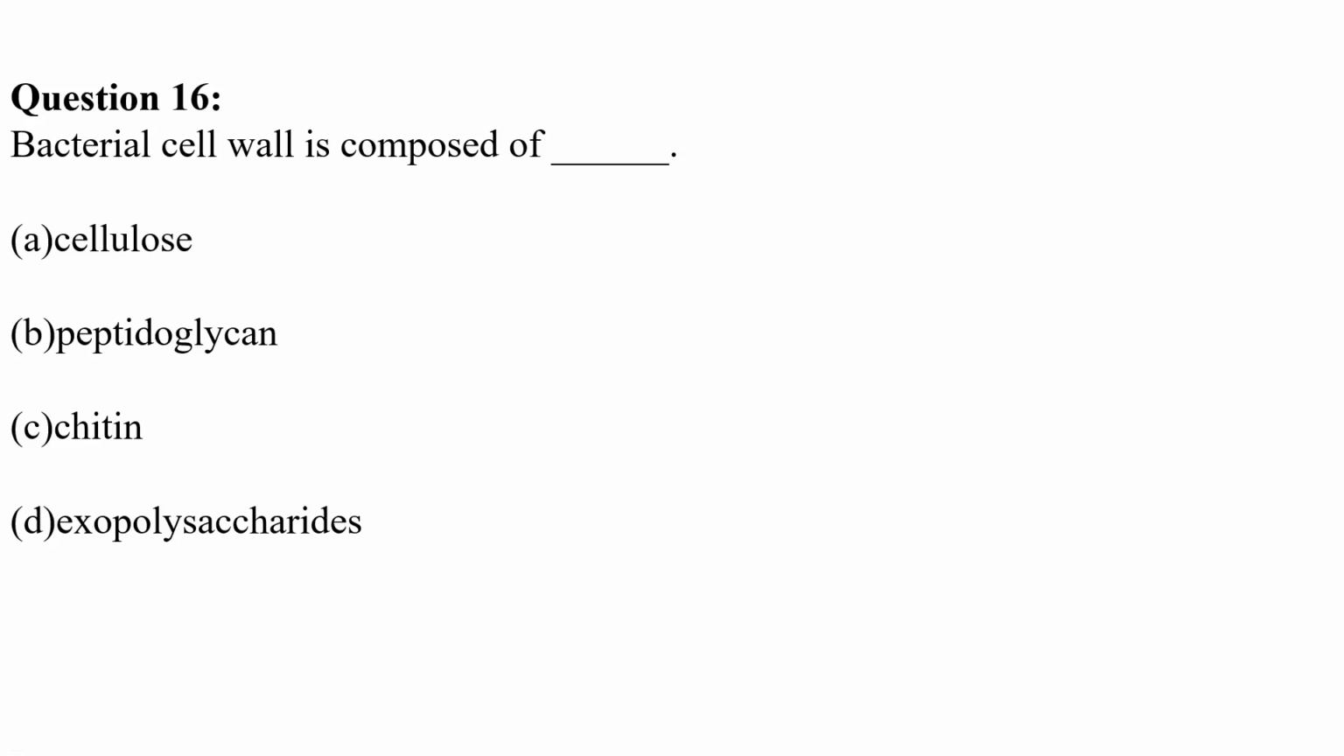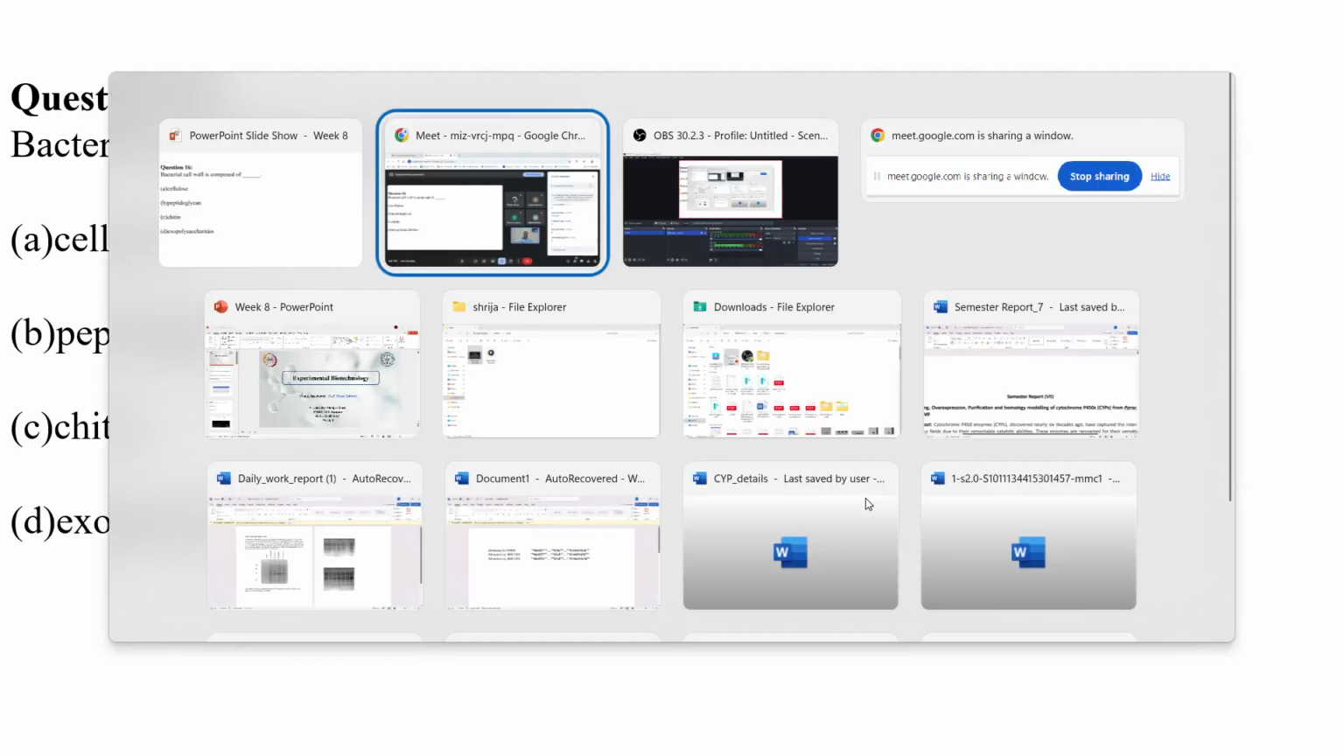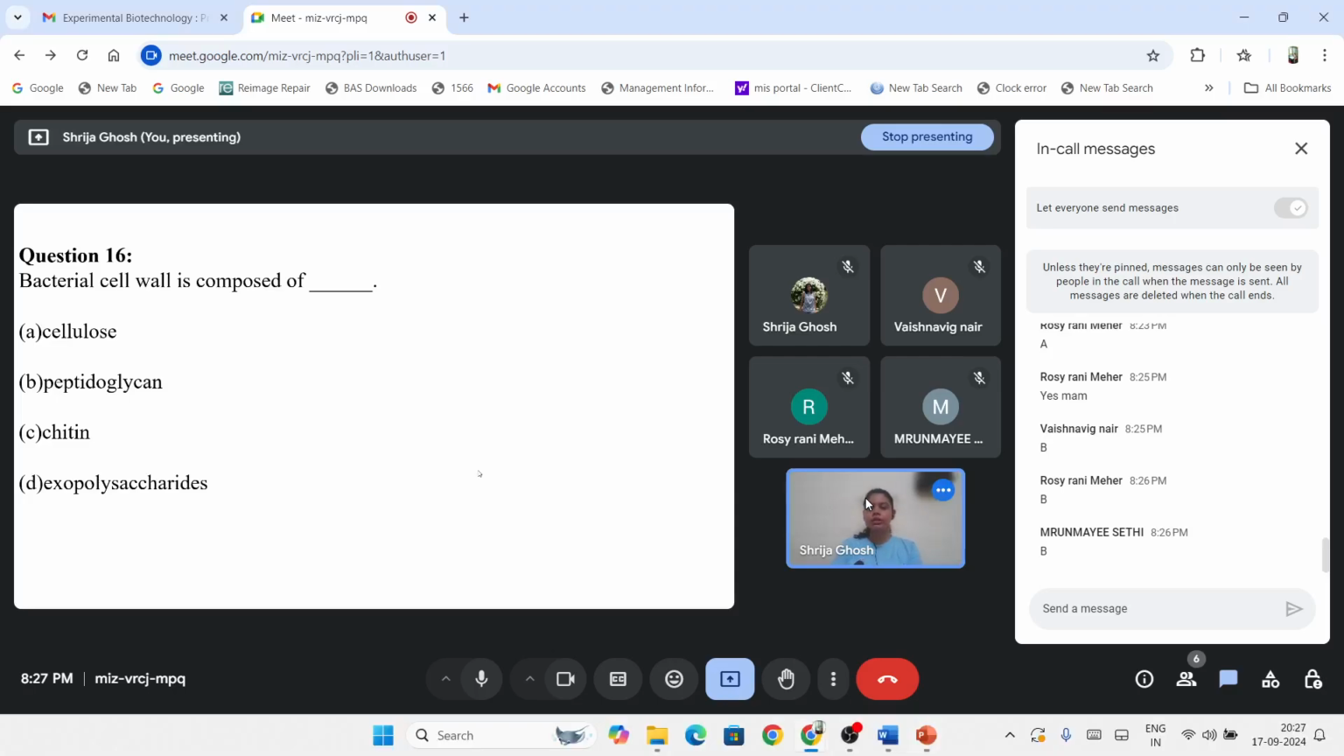Cellulose is generally present in the plant cell wall or some of the fungal cell walls. Chitin is also present in the fungal cell wall. An exopolysaccharide is present outside the cells. It's not part of the cell wall. It generally forms a layer outside the cell. So peptidoglycan is the bacterial cell wall component, and it is called peptidoglycan because it is a glycan polymer to which short peptides are added.